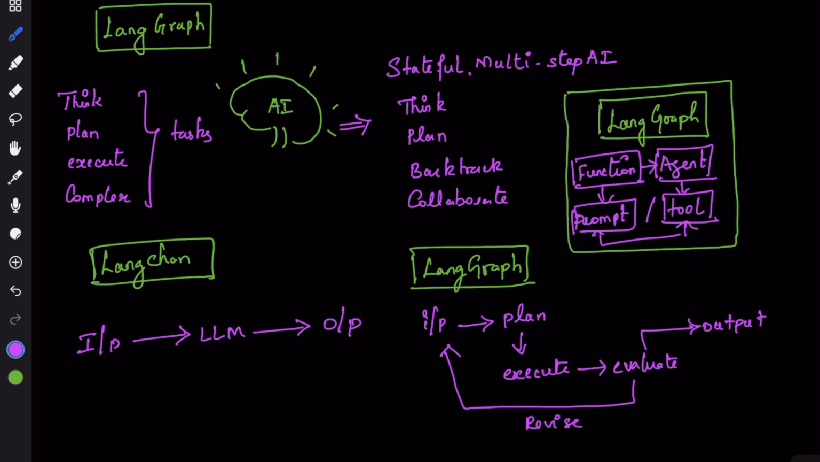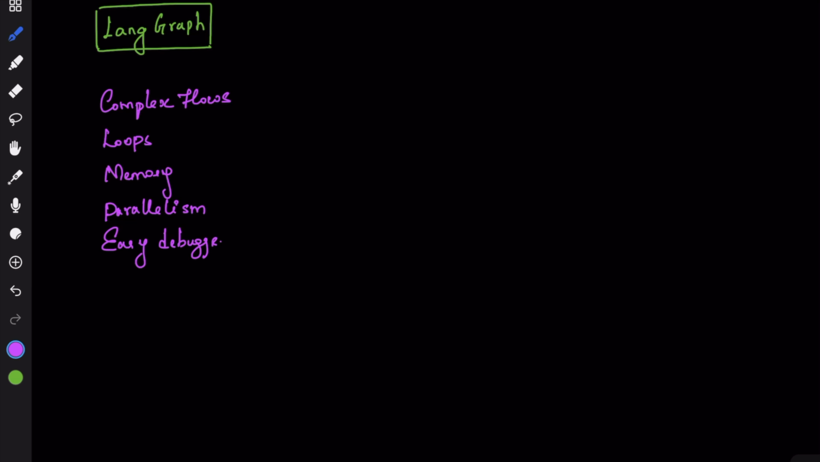Why is this useful? LangGraph solves several problems like complex flows, like decision trees or agent handoffs; loops, retrying an answer until it's good enough; memory, where states can be stored and passed between steps; and parallelism, where you can branch logic based on conditions. At last, easy debugging, which comes with a validation so that you can visually structure.